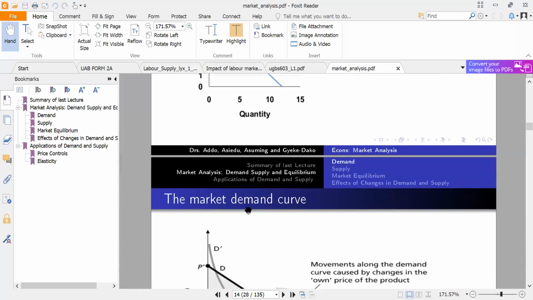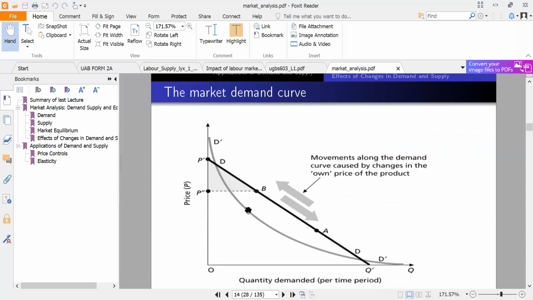Okay. So that is the movement along the demand curve, caused by changes in the good's own price. If there are changes in the price of the good, it will change the quantities that are bought. So if you move from a lower price to a higher price, quantity will fall. In my example, at P star, 10, I'll buy less.